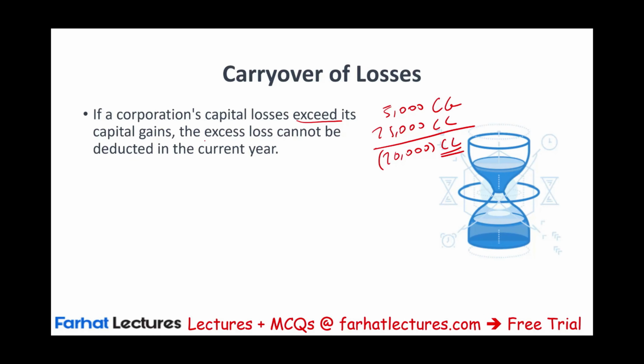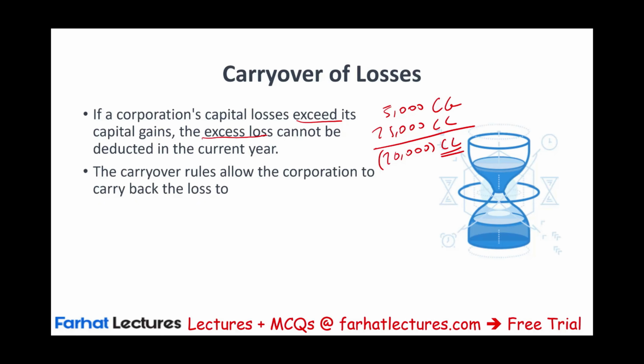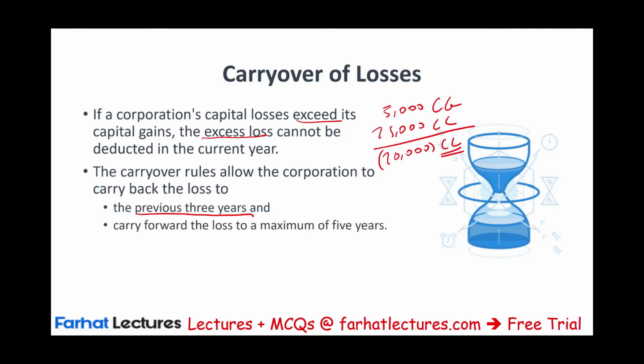Well, that capital loss is excess. So this excess capital loss, what are we going to do with that? Well, the carryover rules allow the corporation to do two things. Either go back to the previous 3 years and amend your tax return, or take this capital loss and carry it forward for the next 5 years. So simply put, you have this $20,000 capital loss here. What can you do with it?